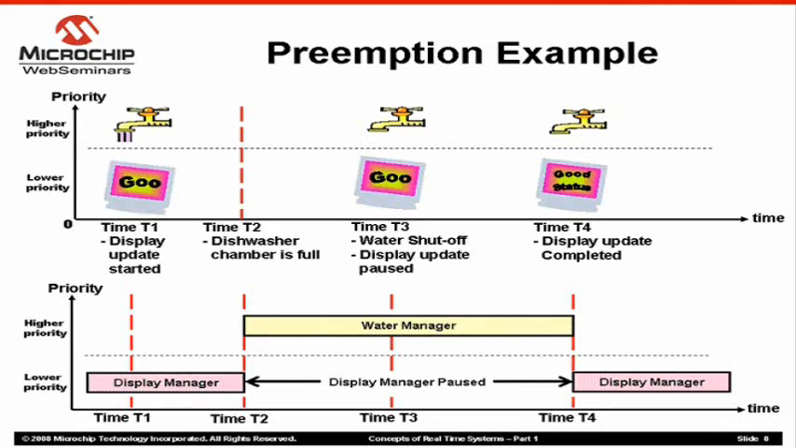At time t3, immediately after time t2, the display manager is paused, that is preempted, and the water manager swings into action and shuts off the water tap. Notice that the display at time t3 is still showing GOO. Only after the water is shut off at time t4 that the display manager is able to complete its work and the display is showing good status. Notice on lower figure that the display manager is preempted by the water manager between time t2 and time t4.